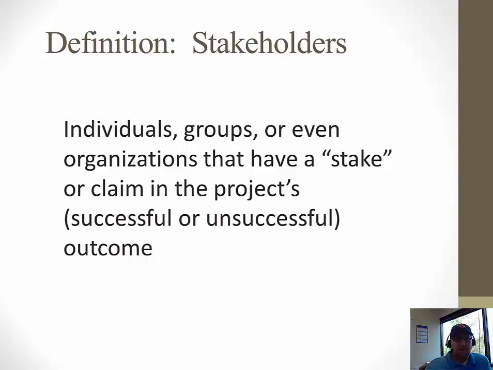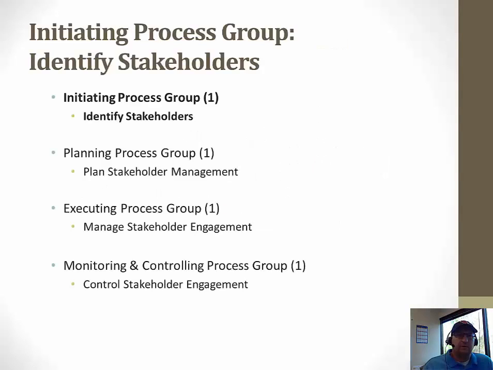Obviously, we've talked about stakeholders enough in this course. We should know this, but we need to make sure that we have a clear definition of stakeholders. It's individuals, groups, or even outside organizations that have a stake or a claim in the project's successful or unsuccessful outcome. Some of the things that the identify stakeholders process does is it creates an important output called the stakeholder register. And really the stakeholder register contributes to defining the project. So early identification of the stakeholders is one of the keys to success in executing projects.